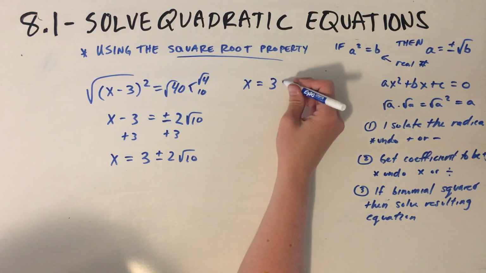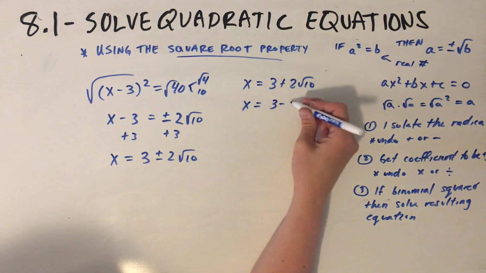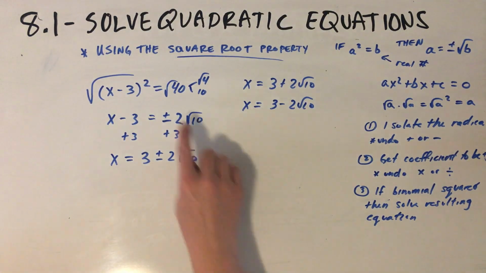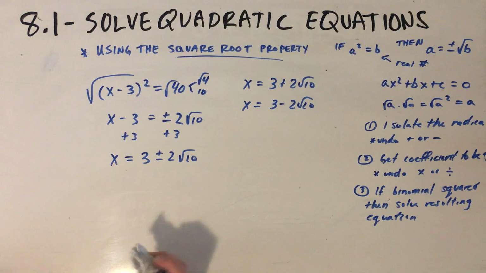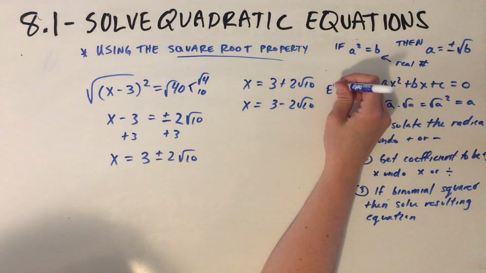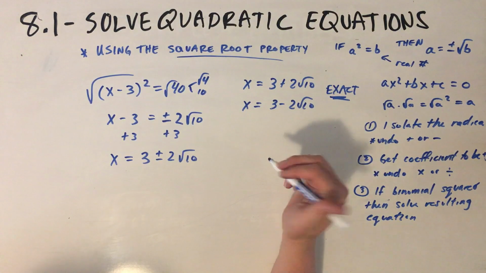x is equal to 3 plus 2 square roots of 10, and x is equal to 3 minus 2 square roots of 10. Okay, so that is one where this isn't a perfect square. We can see how it creates a two-term answer. This answer actually has a value. So these are considered exact answers. And exact means they're exactly that, they're precise.